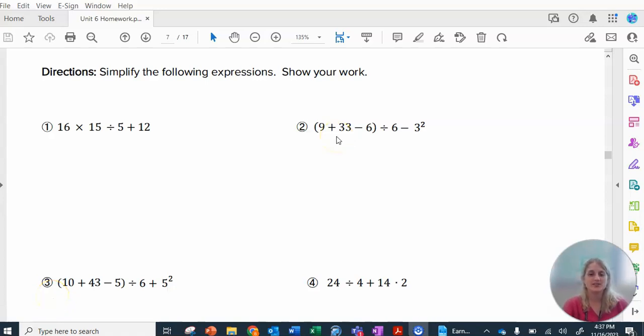All right, so we are going to be doing order of operations, and I'm going to write GEMDAS next to my problem so that I can remember the order that I'm doing things in. I'm going to start with number 2.